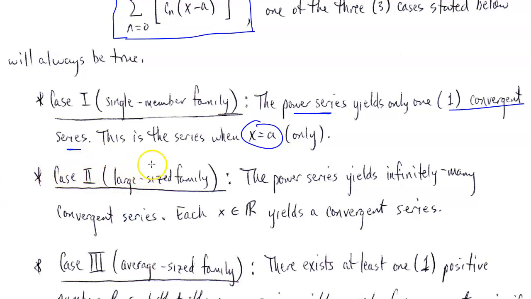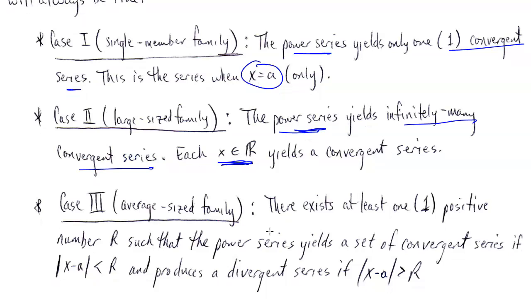Now, case number two is a large size family. We have a power series that yields infinitely many convergent series. Normally this case is when we can plug in any x value that we want into the power series, and the resulting infinite series will always converge. So this is like the largest size family you can think of. More than likely, what happens is the case three situation, which is what I like to call an average size family, where we know there are some x values we're going to include and some we're going to exclude.